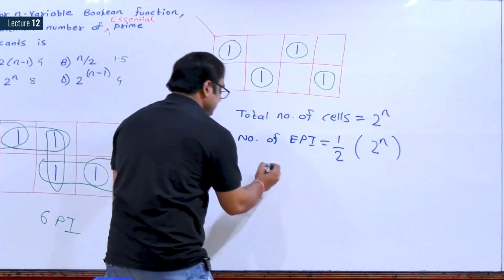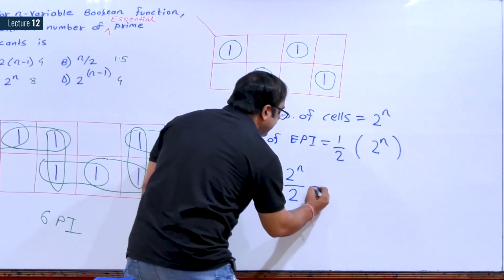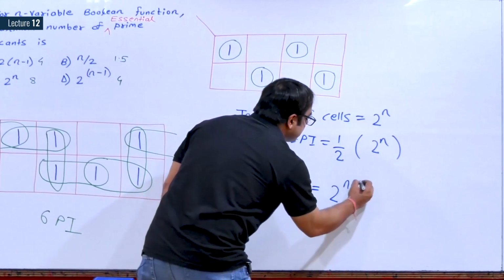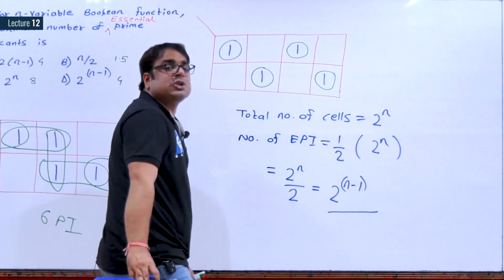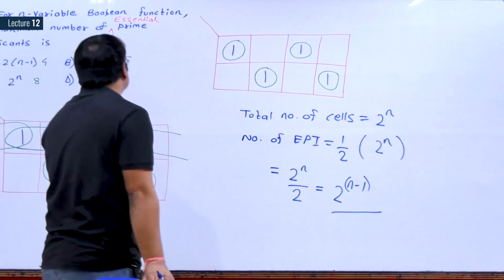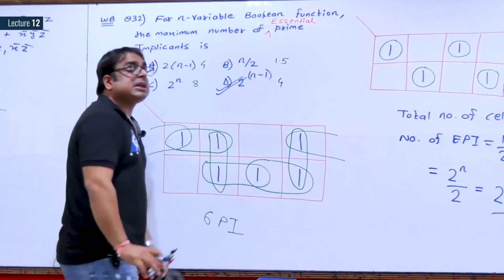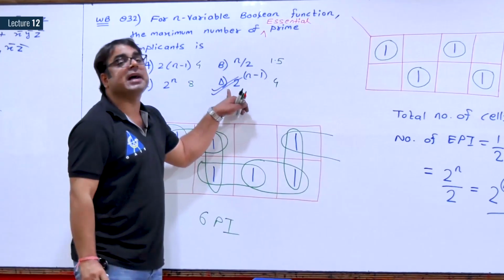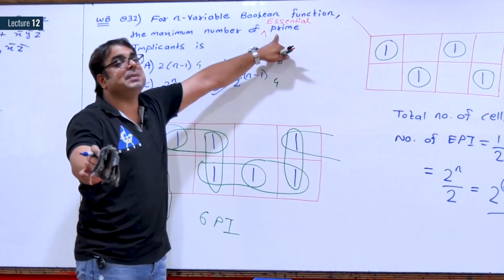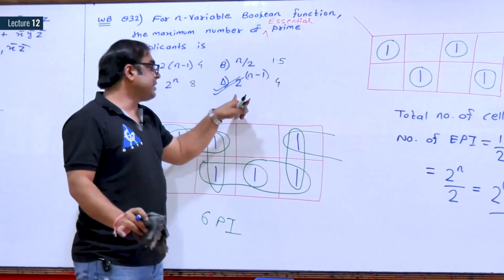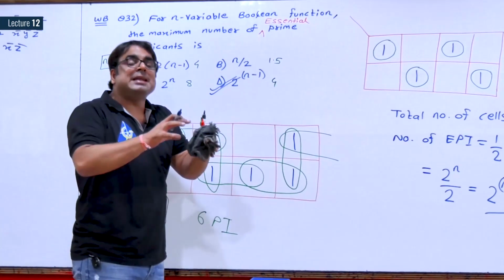Now please see here. Number of essential prime implicants is 2 to the power n upon 2. Answer is 2 to the power n minus 1. So now the correct answer is option D. But option D is only correct if it is essential prime implicant in the question. It is not the correct answer if it is prime implicant.